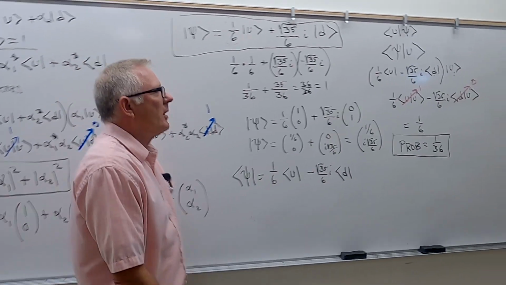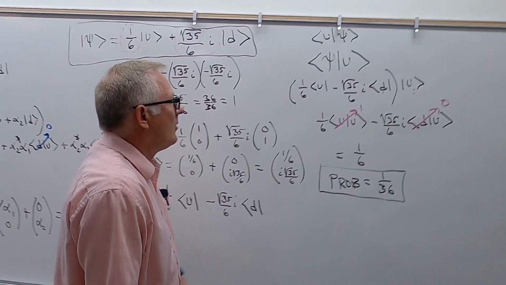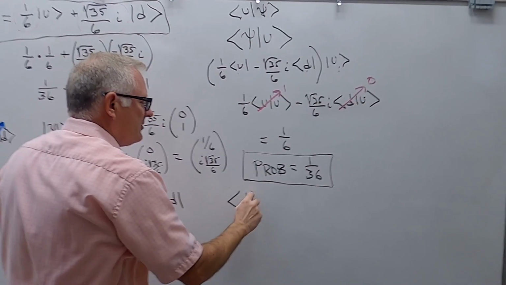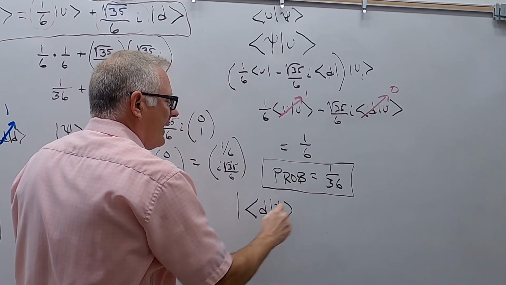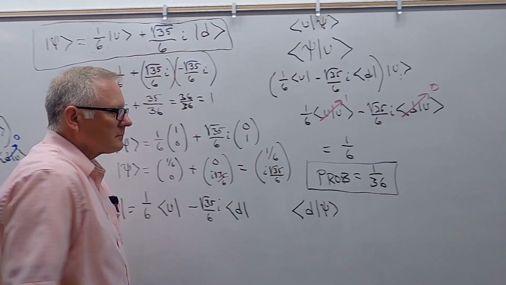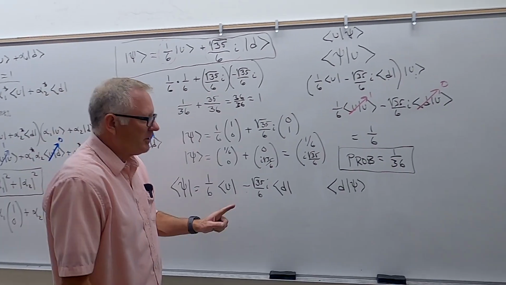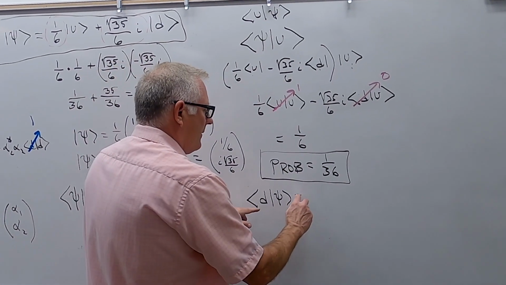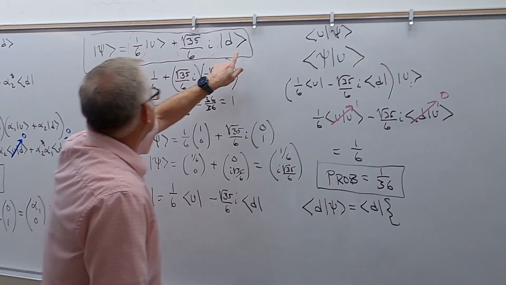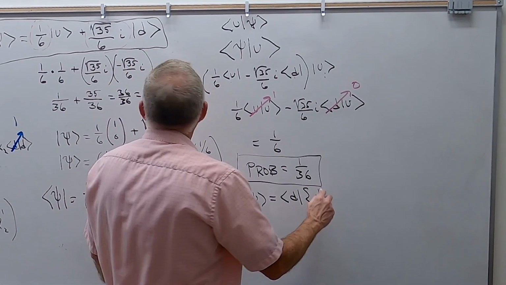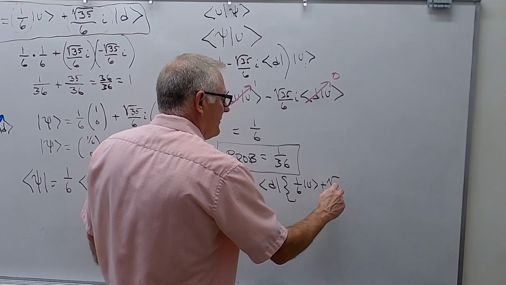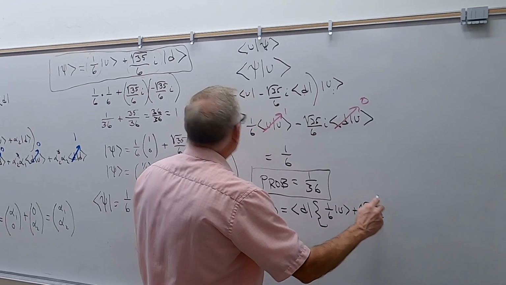Now we could say, what's the probability of measuring down? Well, we might as well do it the right way. If you're in the state psi, what is the probability of measuring down? We actually want to do that. That's the probability, but we'll first calculate the probability amplitude. Well, what do we get? We get <down|psi>, and psi is just this thing right here. It's 1/6 up plus the square root of 35/6 i down.